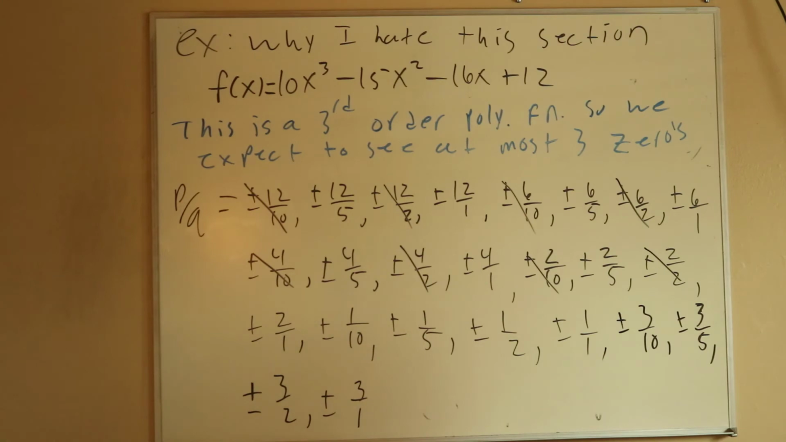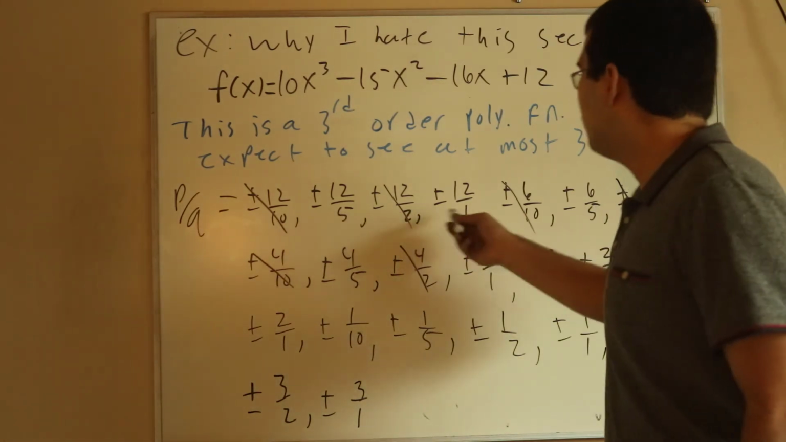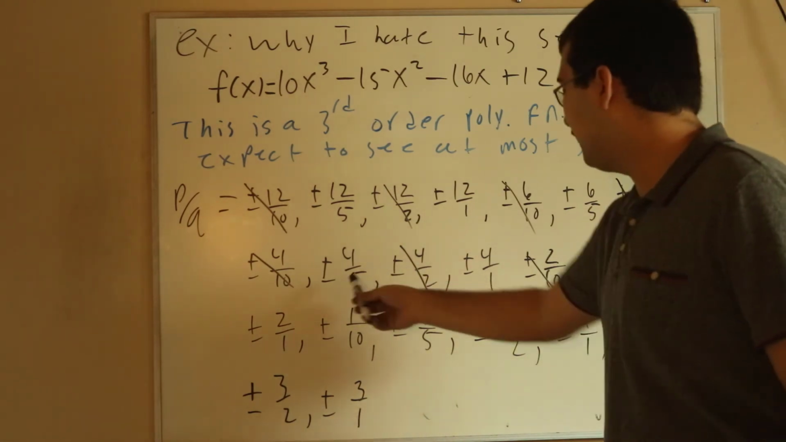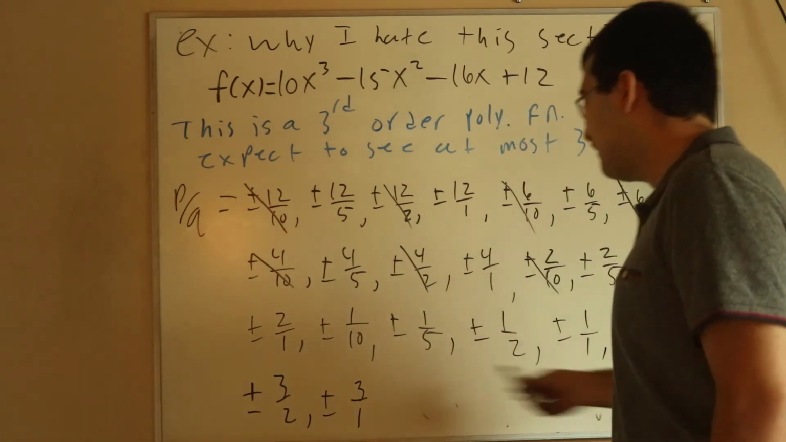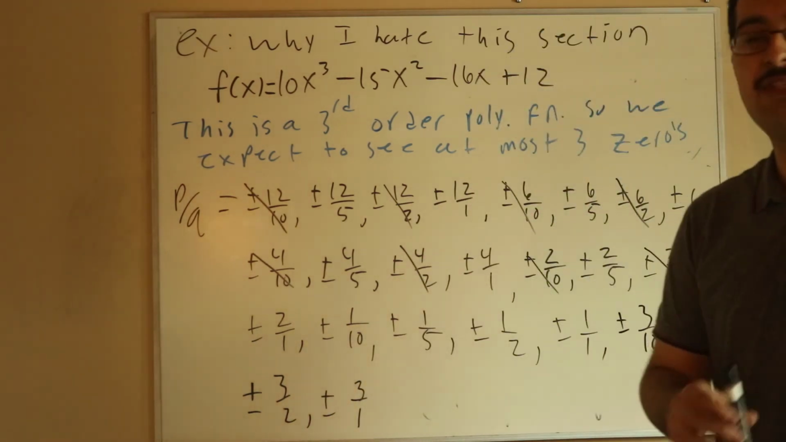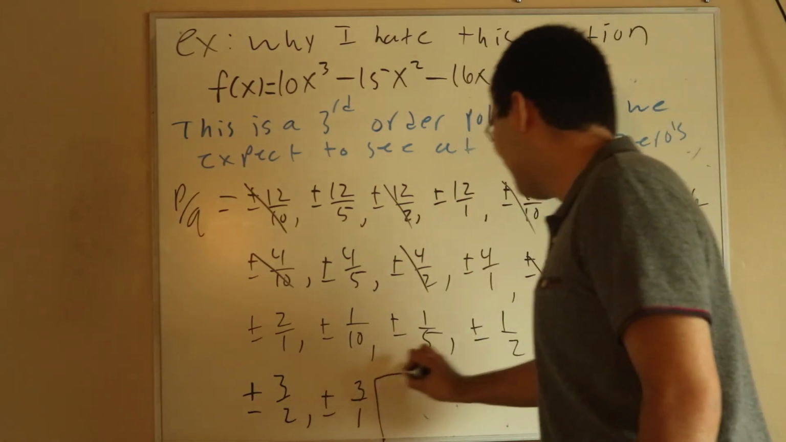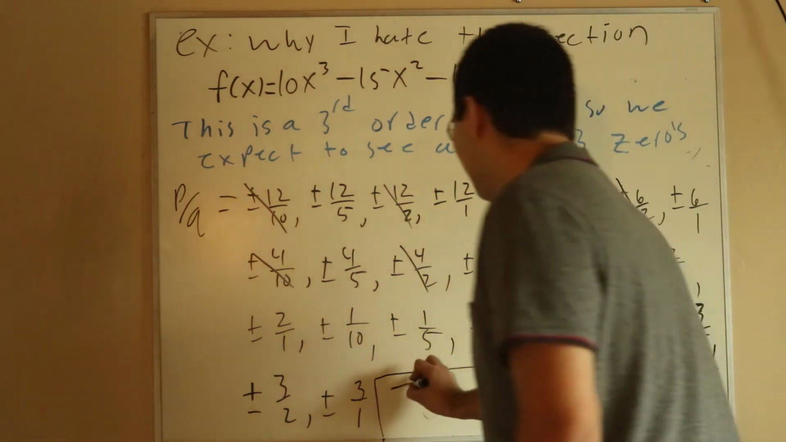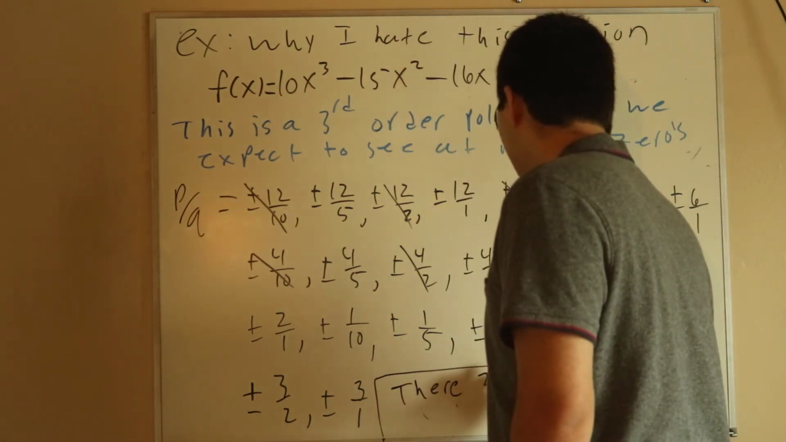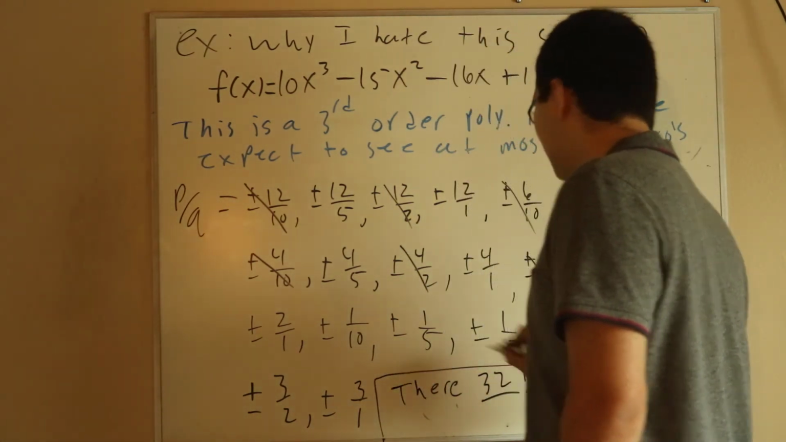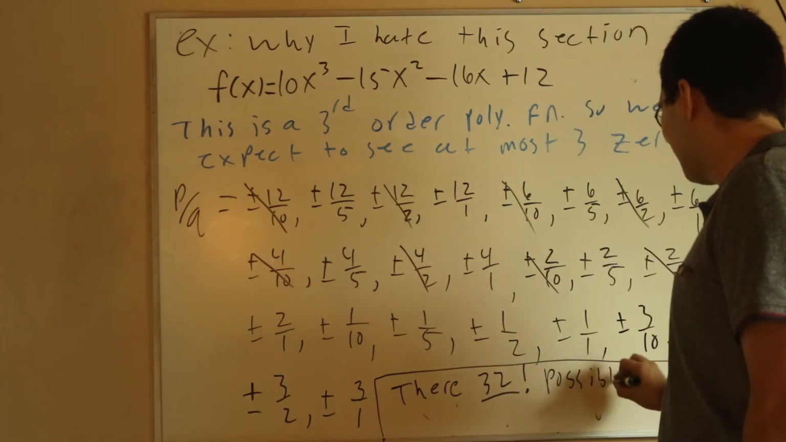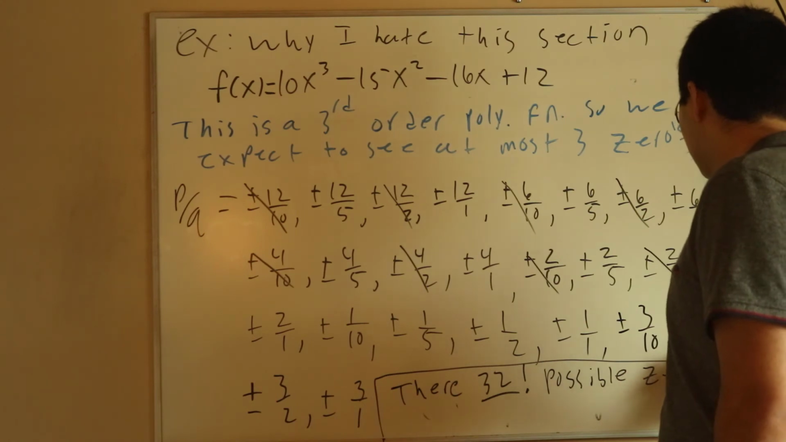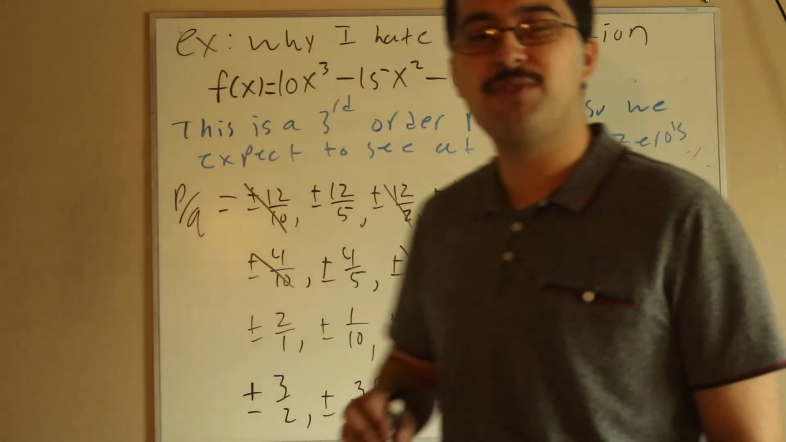But that's still a lot of numbers. How many numbers is this? That's 1, 2, 3, 4, 5, 6, 7, 8, 9, 10, 11, 12, 13, 14, 15, 16 times 2, 32. There are 32 possible zeros.